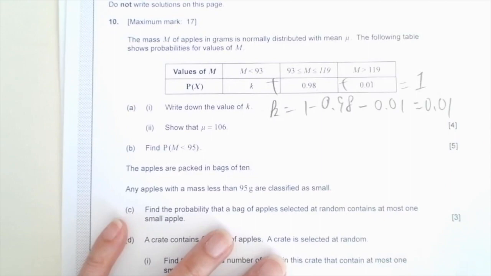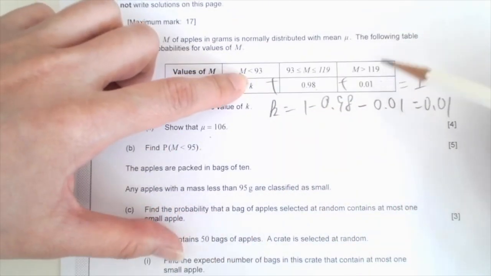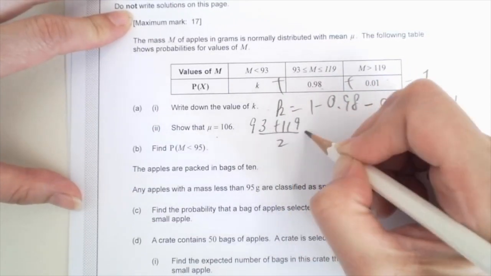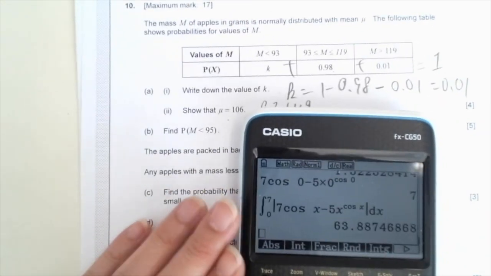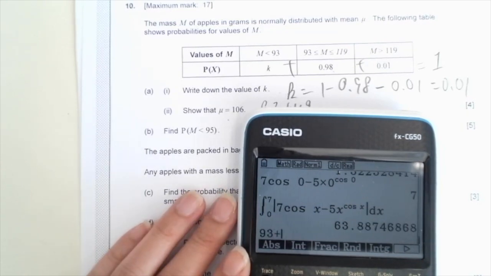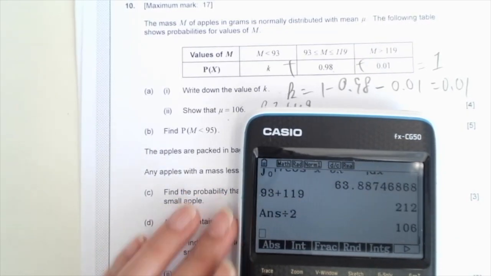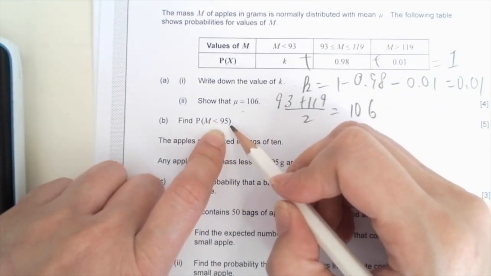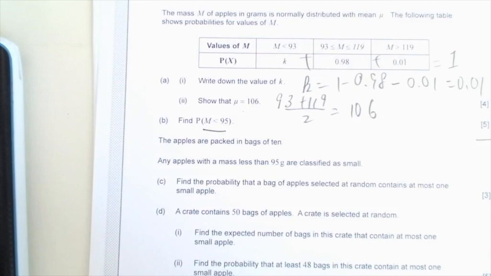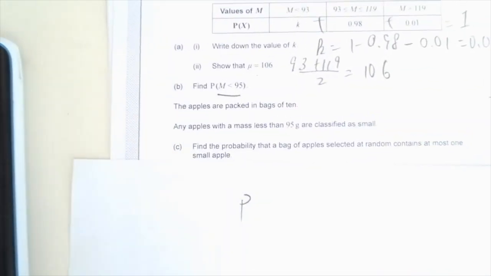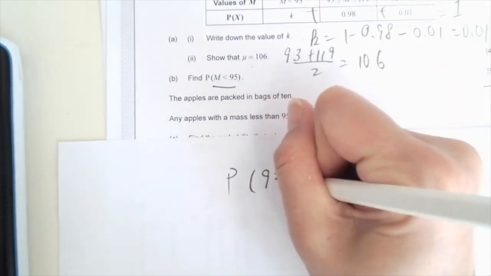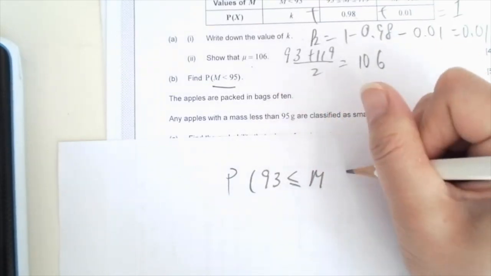And then because these two are identical, we only have to do 93 plus 119 divided by 2. Calculator. So 93 plus 119 divided by 2 is 106. All right, when we need to find this, and this is 5 points, so we need to do a bit more. So now we need to find the probability of 93.